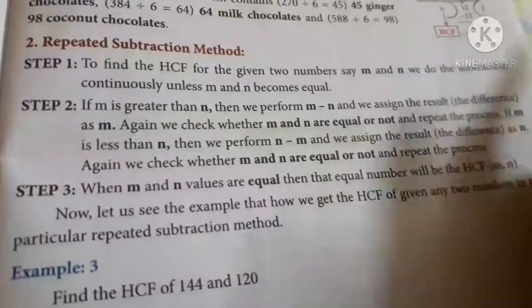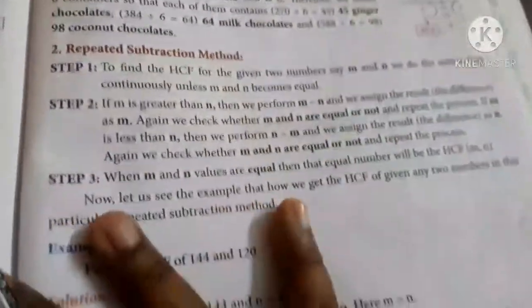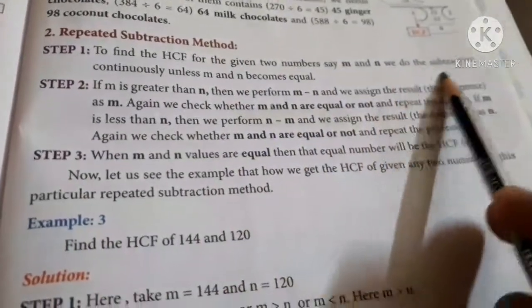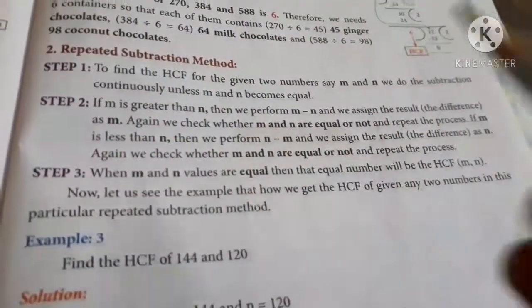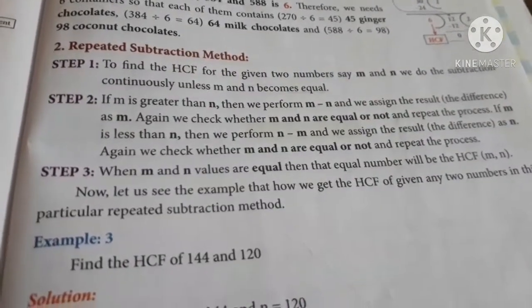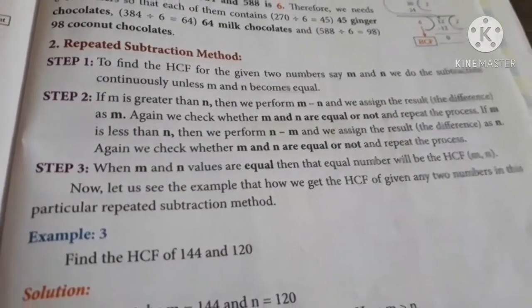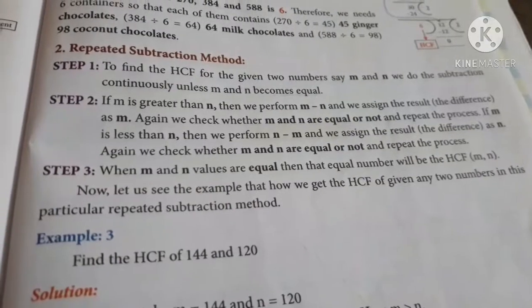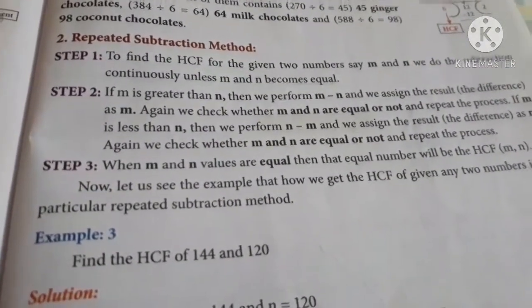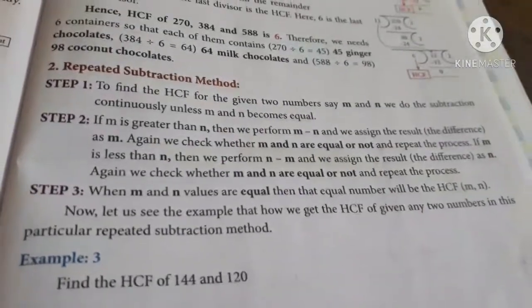The next method is the repeated subtraction method. How to do this repeated subtraction? To find the HCF of the given two numbers, say m and n, do the subtraction continuously until m and n become equal. That is, if m is greater than n, then we perform m minus n, and we assign the result as m. Again we check whether m and n are equal or not, and repeat the process.